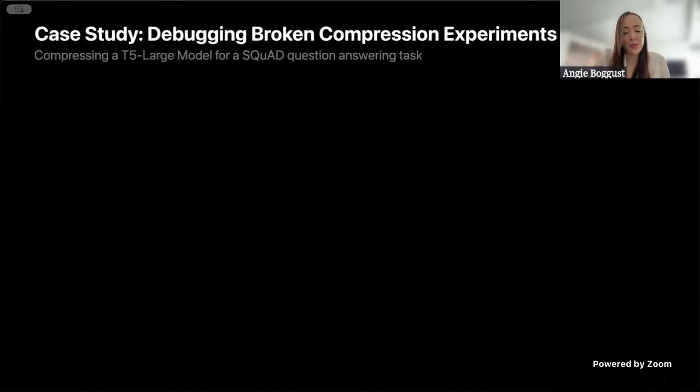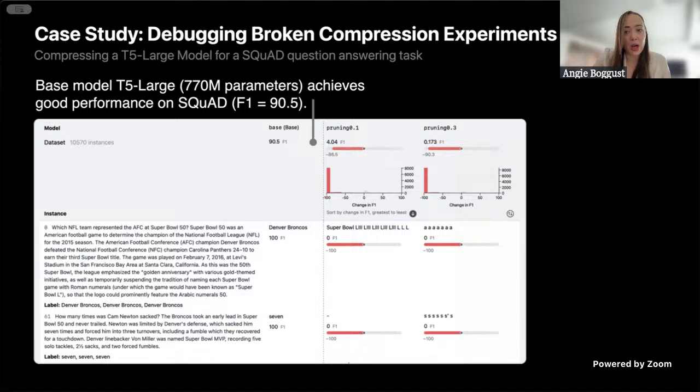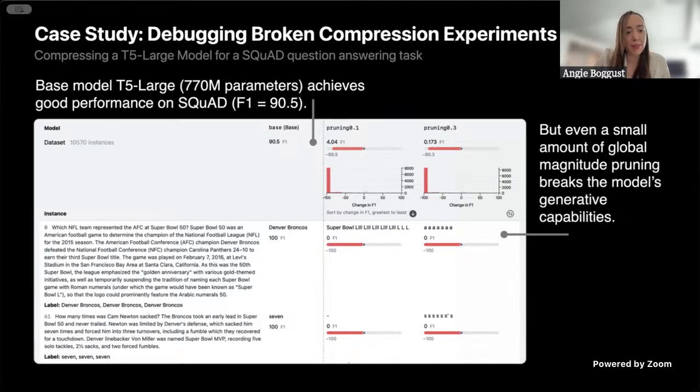In this scenario, we'd like to run a generative question and answer language model, but we have limited computational resources. So compressing it down will help us reduce its size and improve its speed. Our original large model performs quite well. So given the question, which NFL team represented the AFC at Super Bowl 50, our model correctly responds with the Denver Broncos. However, if we even apply a small amount of compression, it completely breaks the model's generative capabilities.